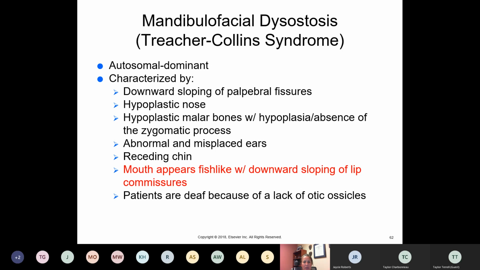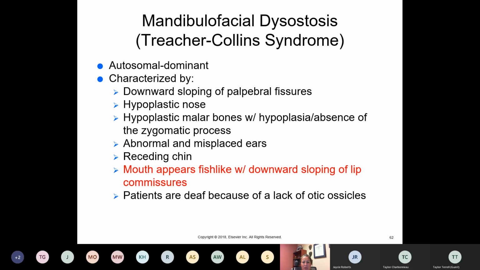Mandibulofacial dysostosis is called Treacher-Collins syndrome. And this is characterized by a downward sloping of the fissures, hypoplastic nose, hypoplastic malar bones, and absence of the zygomatic process. So their face looks really small and kind of sunken in. They may have abnormal misplaced ears, a receding chin, and their mouth appears fish-like, and it has kind of a downward slope out at the corners.